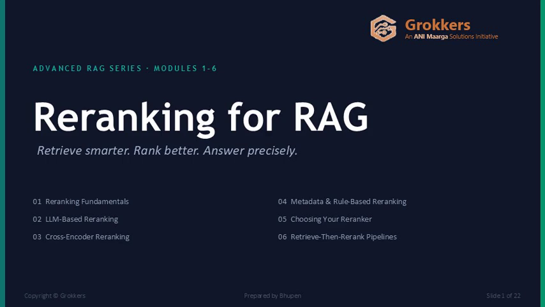Over 6 modules, we are going to crack open the re-ranking layer, the secret weapon that separates a decent RAG pipeline from a phenomenal one. Think of it this way. Retrieval is like fishing with a net. You pull up a big haul, but re-ranking, that is the expert chef who picks out the 3 perfect fish for tonight's dinner. By the end of this series, you will know how to build that chef into your pipeline. Ready? Let's dive into Module 1.